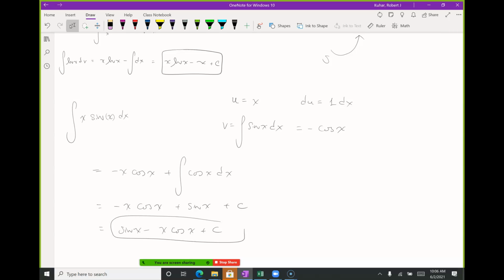Yes. Minus x cosine x plus sine x plus c. I got that. Can you see my screen? Yeah, I got the same thing. Oh yeah, thank you. Good work.